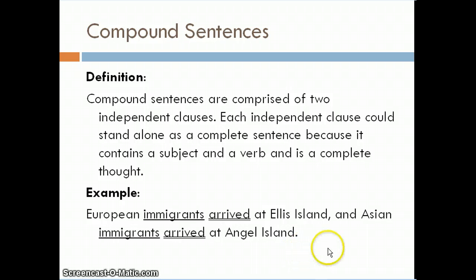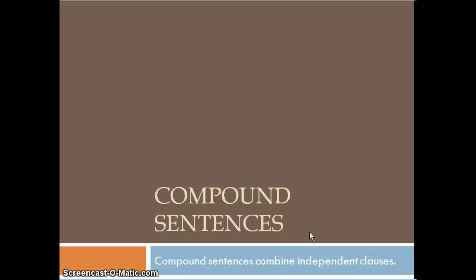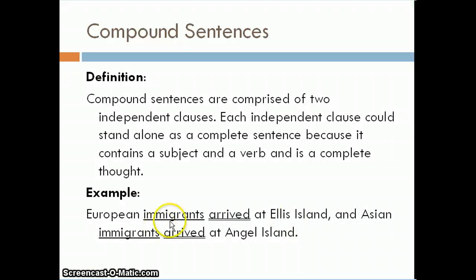Here's an example of a compound sentence. European immigrants arrived at Ellis Island, and Asian immigrants arrived at Angel Island. So each part is an independent clause and could be a sentence all by itself. European immigrants arrived at Ellis Island. That has a subject, immigrants, it has a verb, arrived, and it's a complete thought, so it could be a complete sentence. If we look at the second clause, Asian immigrants arrived at Angel Island, we have a subject, immigrants, we have the verb, arrived, and it's a complete thought. So what we've done here is combined the two into a single sentence, a compound sentence.